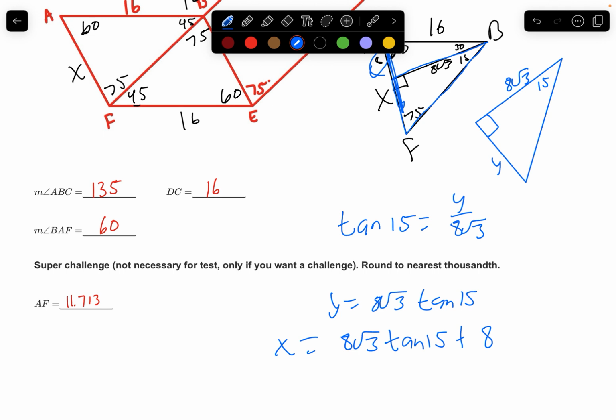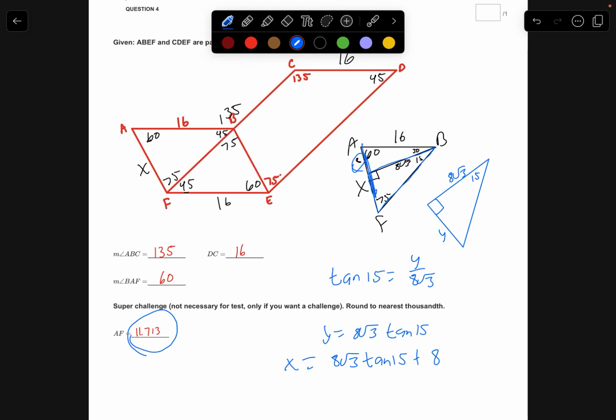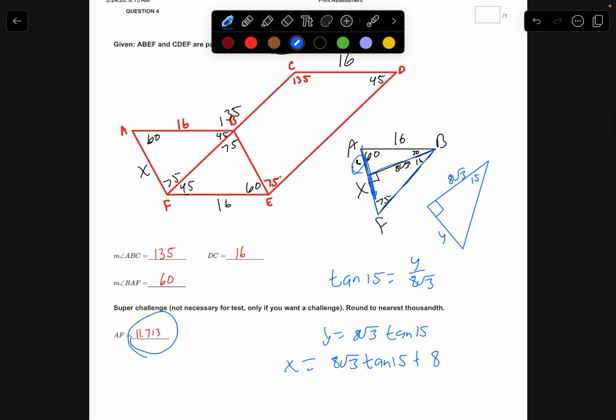I'm going to type it in, see if it's the answer I have here. 8 root 3 times the tangent of 15 plus 8. Make it a decimal. I got 11.713. Perfect. Yeah, I think there's a couple more ways we could have cut that up, but I made it into 30, 60, 90s. I got my special.